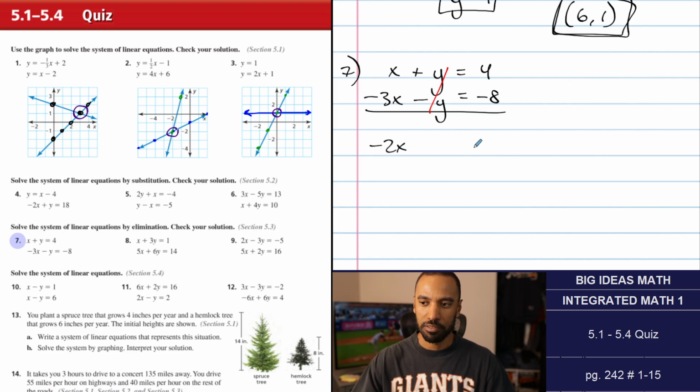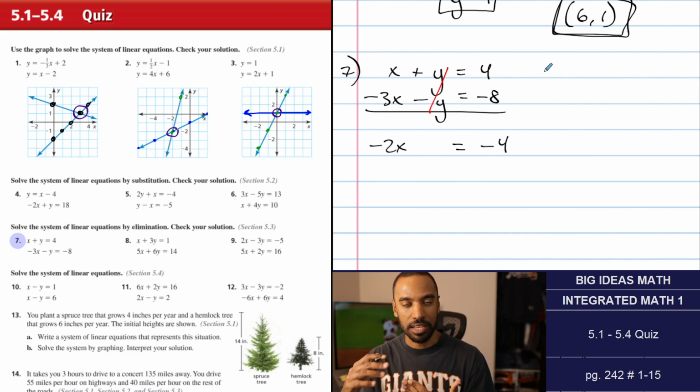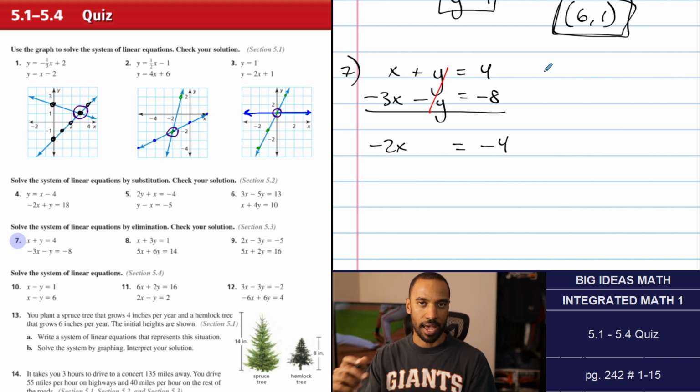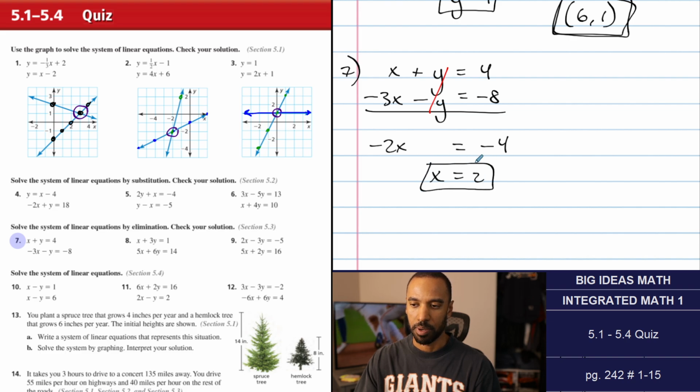x minus 3x is negative 2x. 4 minus 8 is negative 4. Need I remind you, we did add, but we added negatives. So what I say is you treat the signs as they are when you add. So adding a negative becomes subtraction. Negative 2x equals negative 4, therefore x equals 2 when you divide both sides by negative 2.